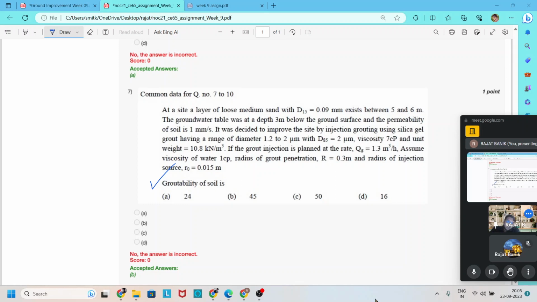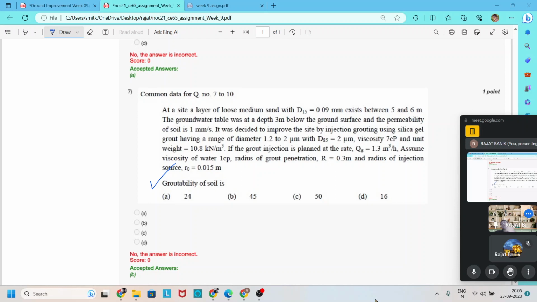If the grout injection is planned at a rate Qj equal to 1.3 meter cube per hour, assume viscosity of water is 1 centipoise. Radius of grout penetration R is equal to 0.3 meter. Radius of injection source R naught is given as 0.015 meter. So find out the groutability of the soil.